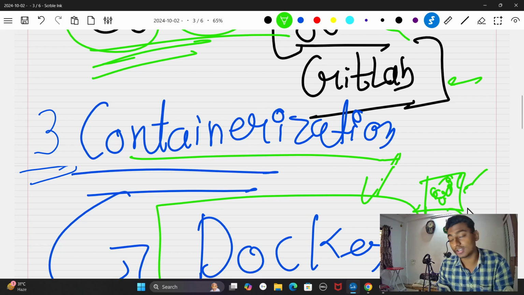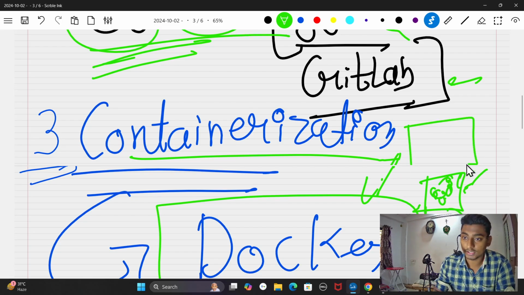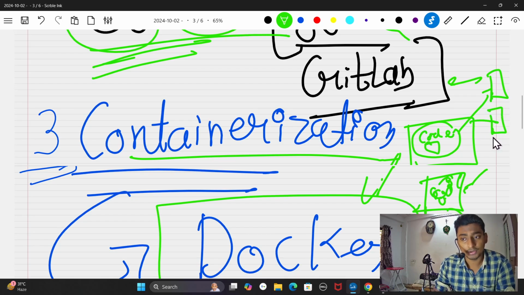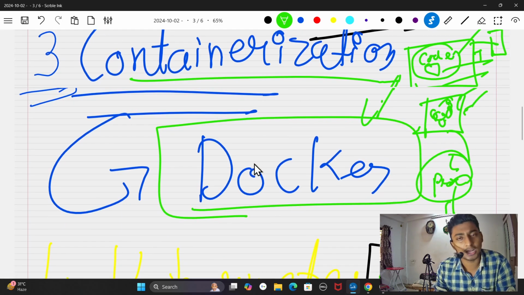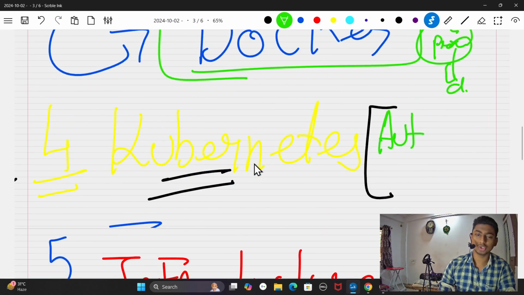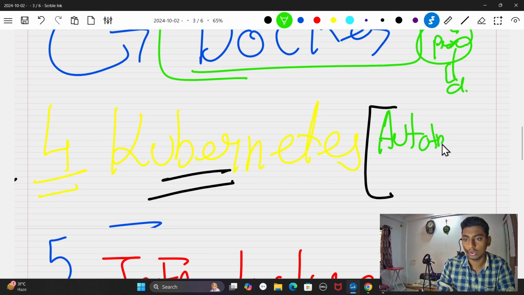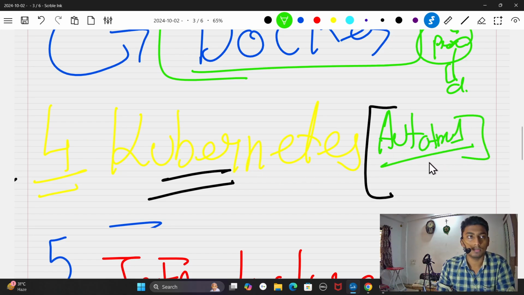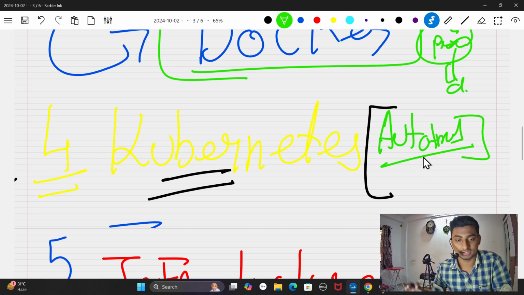Third is containerization. It means that all the code we have is in a container, and we will give it to the tester, we will give it to another person for testing. All the things we have to containerize with the help of Docker. Fourth is Kubernetes. This is an automation tool for making all those things automatic.